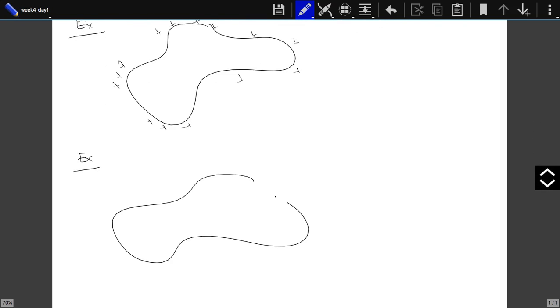If you have a conductor and a cavity inside the conductor, and you put some charge, and there is no charge in the cavity, then the electric field inside the cavity will also be zero.